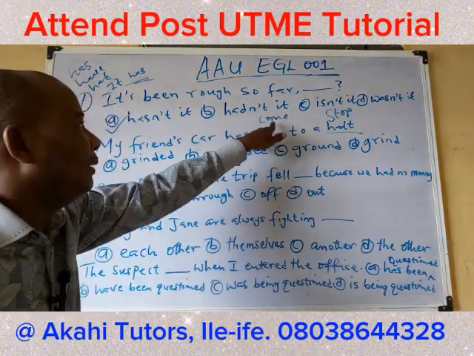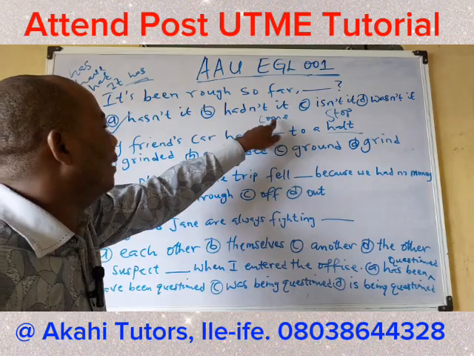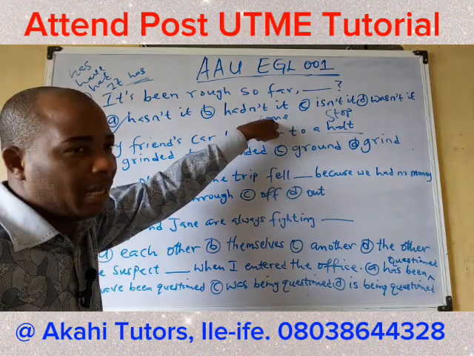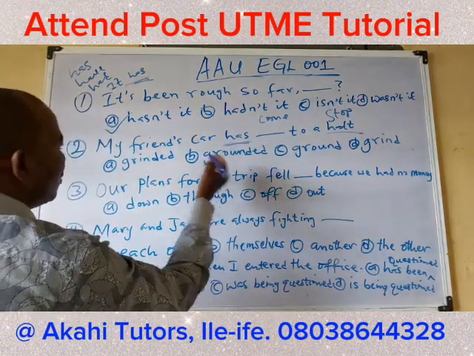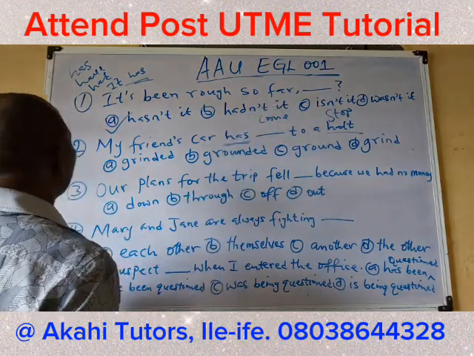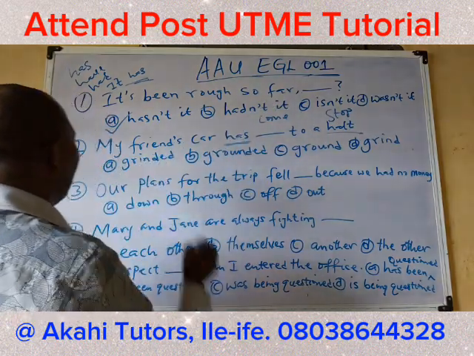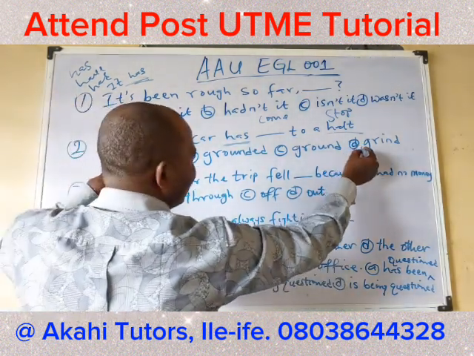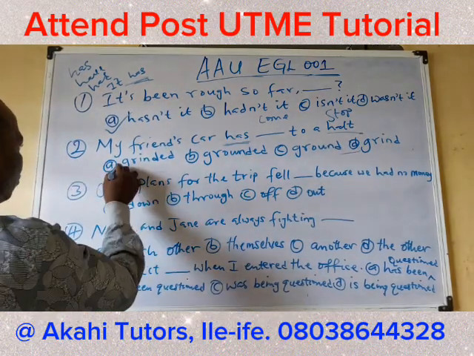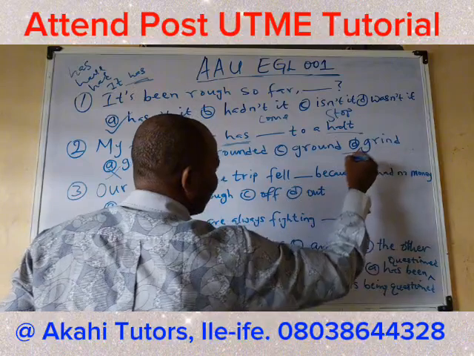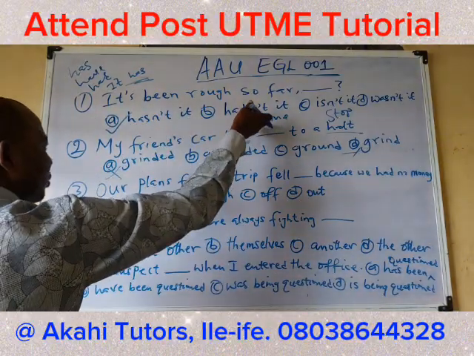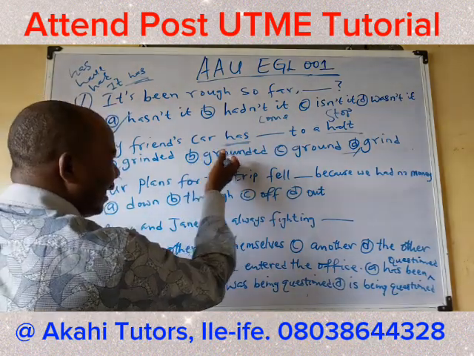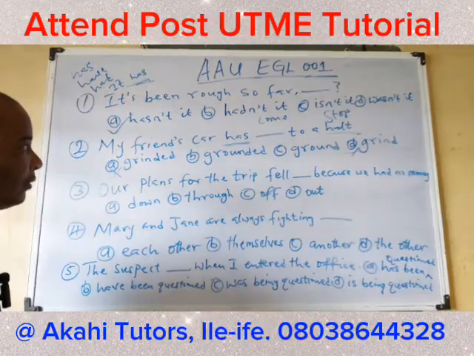So come is the present and a participle form. And of course, it's also a present form. So we need the synonyms for come. My friend's car has A. Grinded. Grinded is a past form of grind. So this will not be correct, and this is a present form. It will not be correct because we need a past participle form. So we are left with grounded and ground.